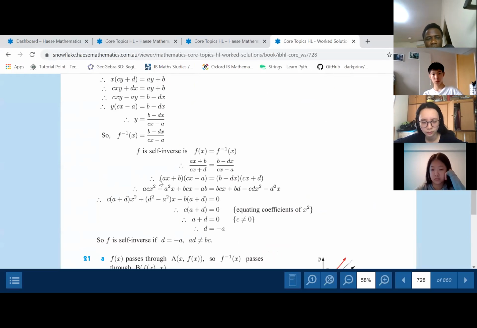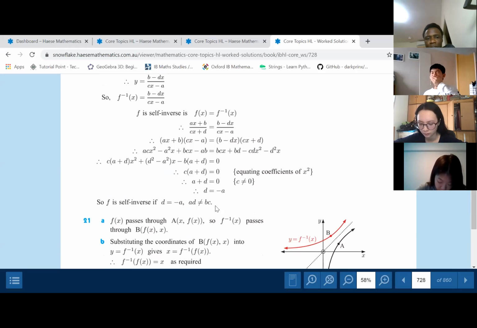Yep. All right, so we need to do this, what we did, and bring these terms together. Then just take the coefficient from here. And D is equal to negative A is the only thing we need. Of course, as long as AD is not BC, I think that's another condition. The product AD must not be the product BC. Why is that important? From here. Okay, does that make sense?